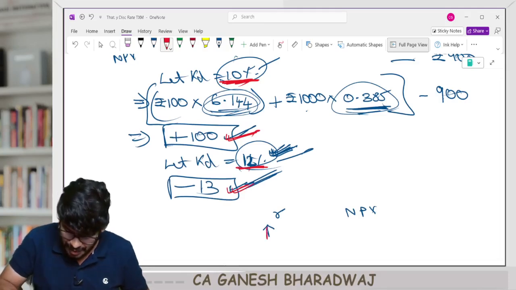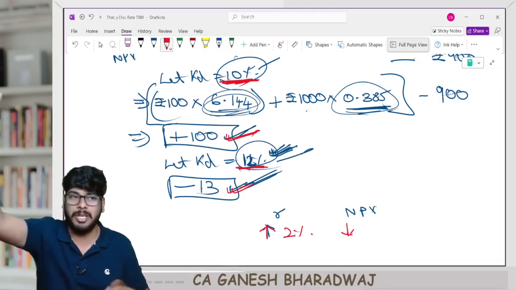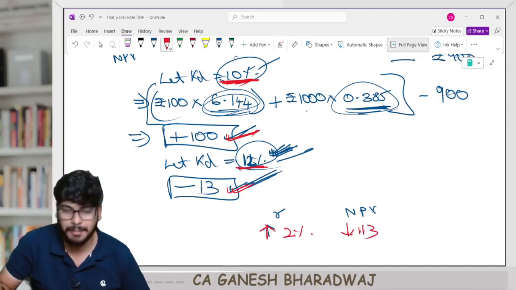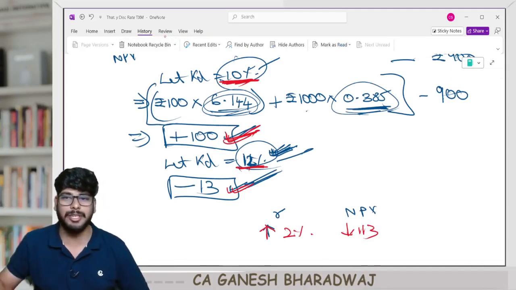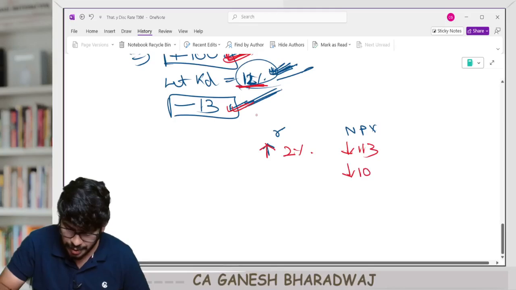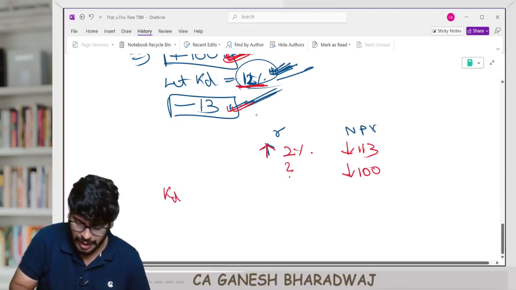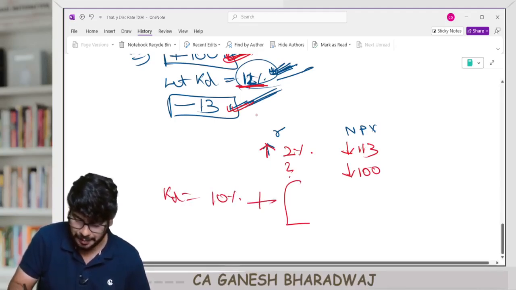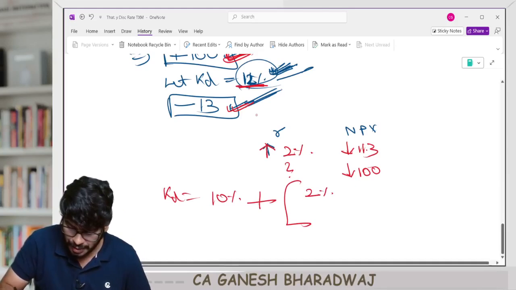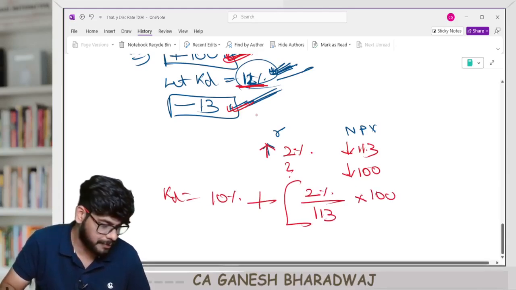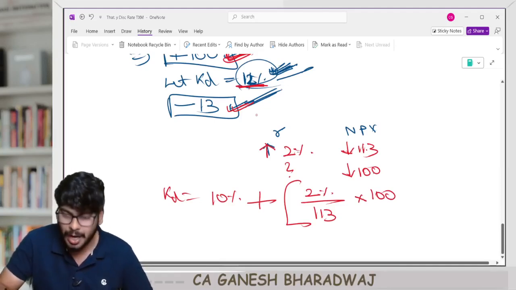Or in other words, if I increase my KD by 2%, what happens here is my NPV falls from positive 100 to negative 13. It falls by 113. Correct? But I want my NPV to fall only by 100 to make it equal to 0. Correct? So for a fall of 100, by how much should my KD be increased from 10%? So it is the same calculation that we saw. So KD will be equal to 10% plus, right? If it is 2% for 113, how much is it going to be for my 100? So can I say it is nothing but 2% divided by 113 into 100. Correct, guys? Right?